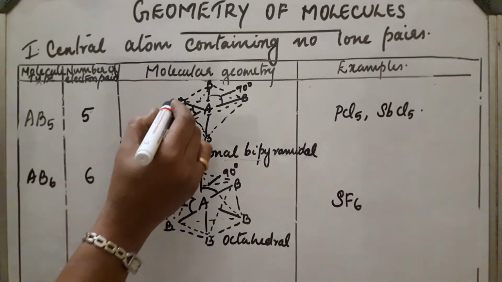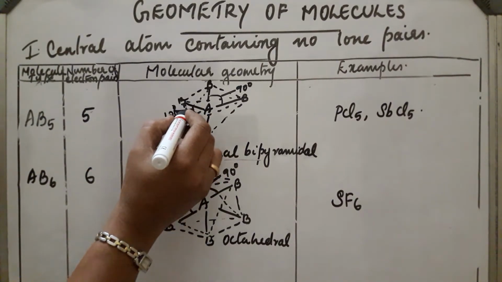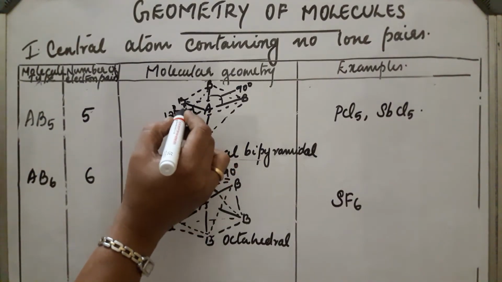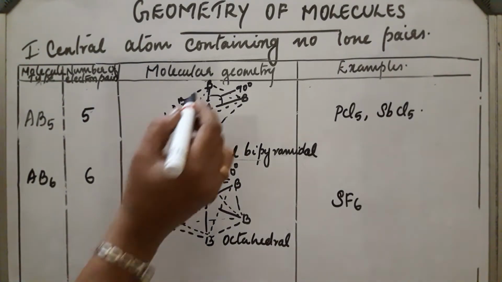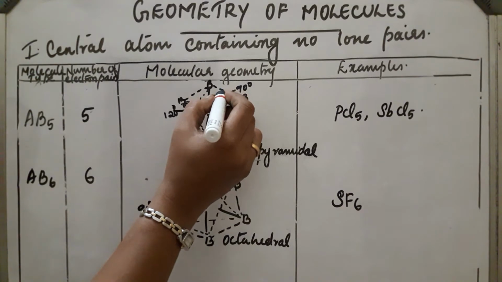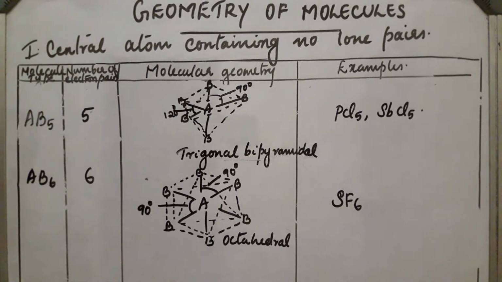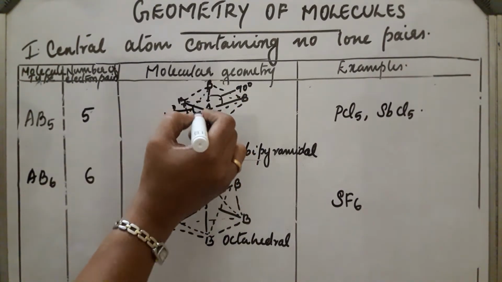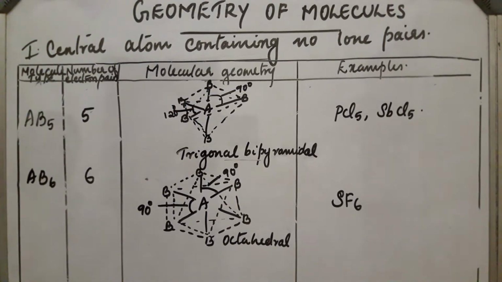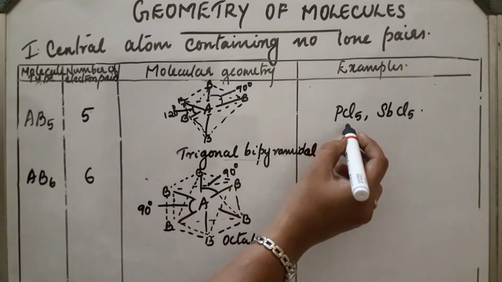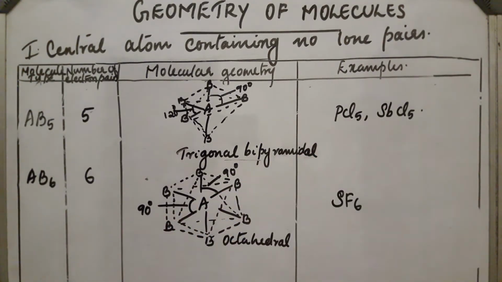And the BAB angle is 120 degrees for those bonds which are in the trigonal plane. And this angle will be 90 degrees with the 2 pyramids. These 2 bonds are above and below the plane, and that forms a 90 degree angle. Examples are PCl5 and SbCl5.